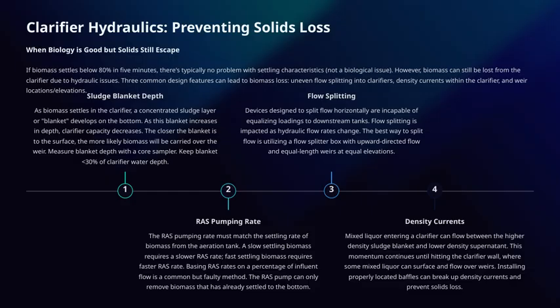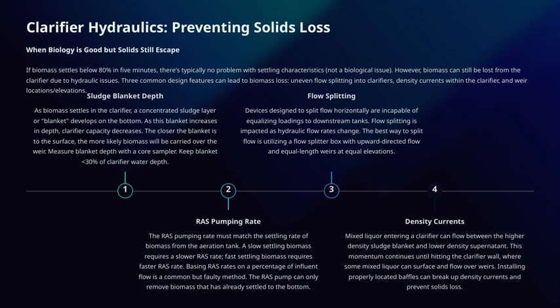Next is the RAS, or return activated sludge pumping rate. It's crucial that this rate matches the settling rate of the biomass. If the biomass settles slowly, the RAS should be slow. If it settles quickly, then faster. Relying on a fixed percentage of influent flow for RAS rates is tempting, but often incorrect because it doesn't account for actual settling conditions. Remember, the pump can only remove what has already settled at the bottom.